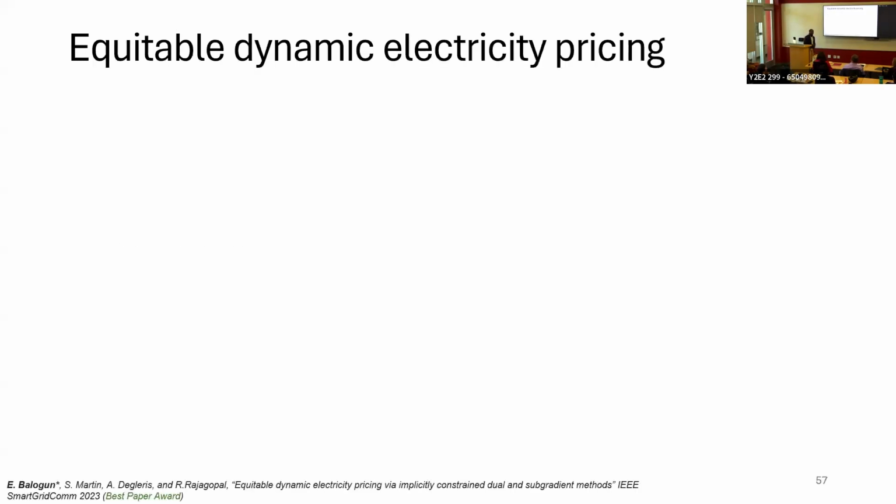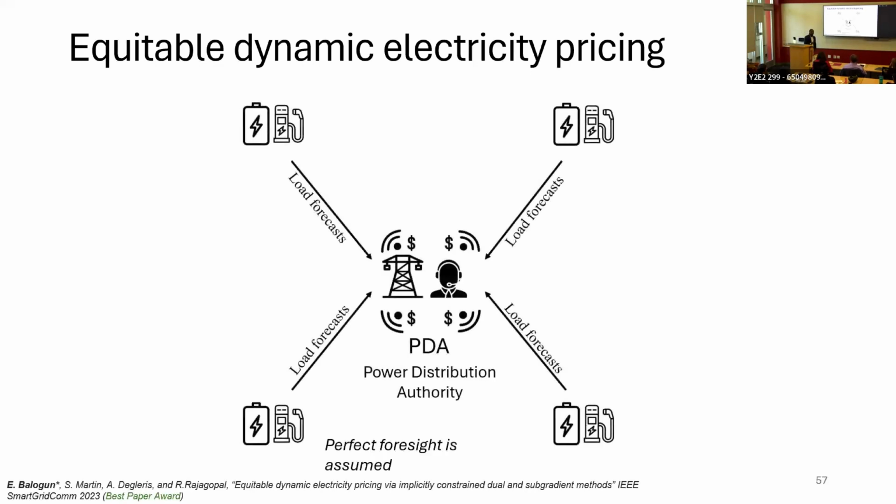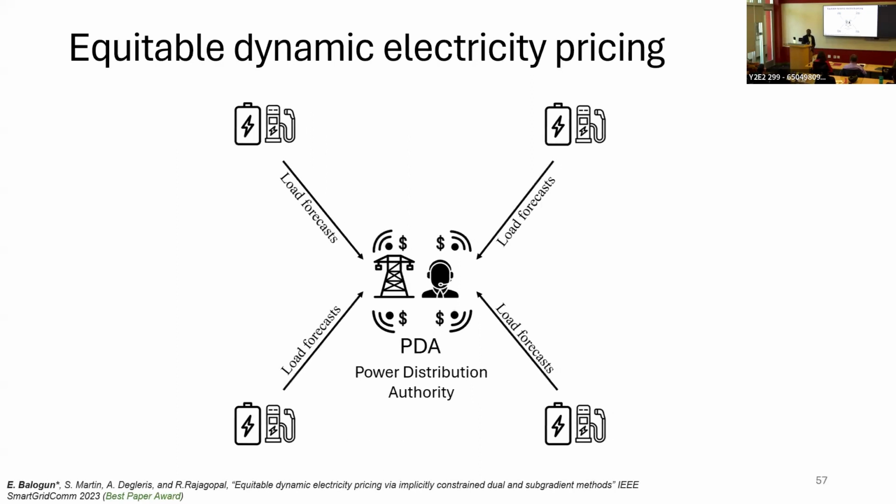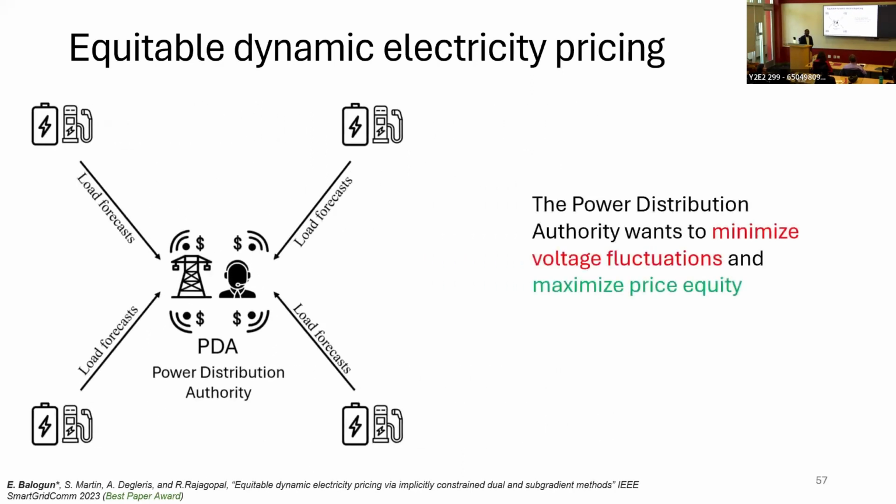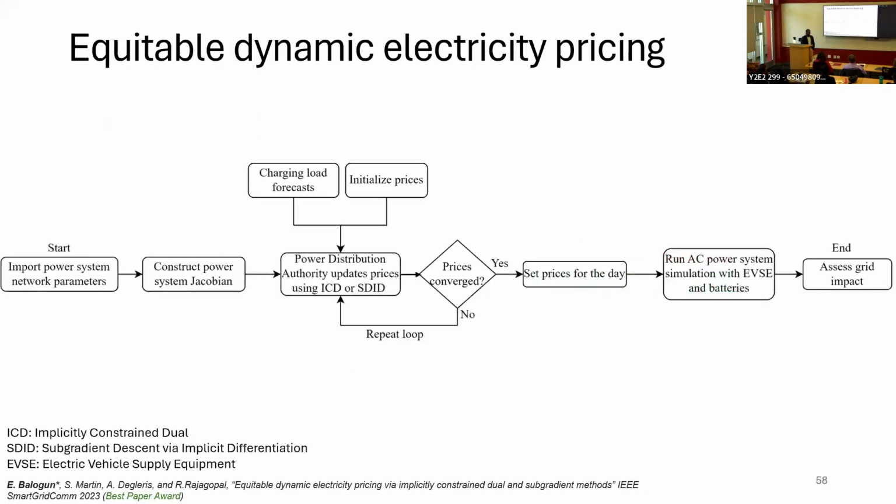So now we introduce something called equitable dynamic electricity pricing. And the picture is simple. We have something called a power distribution authority, which is essentially algorithms we designed to produce prices that produce a desired outcome. And the two outcomes we want is that we can minimize voltage fluctuations and maximize price equity or parity within the grid. And how it works is, this is a flow chart.